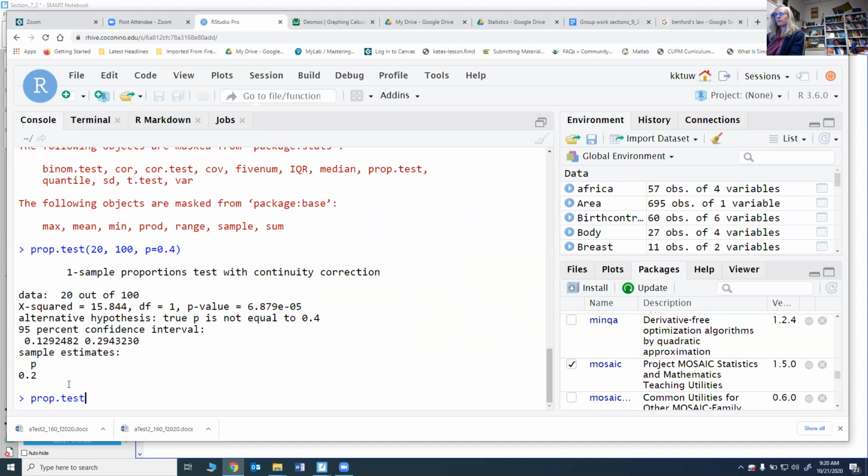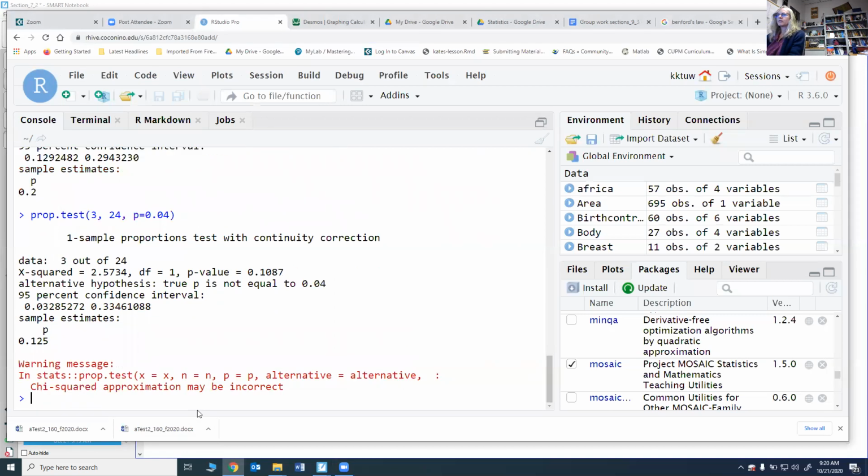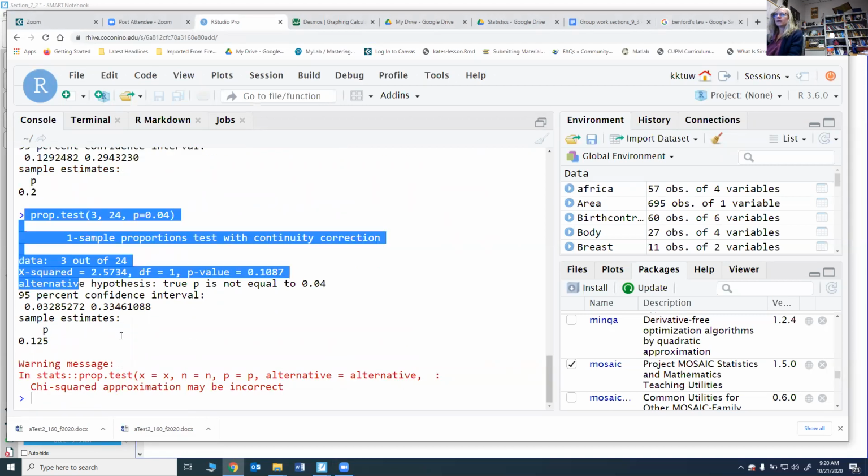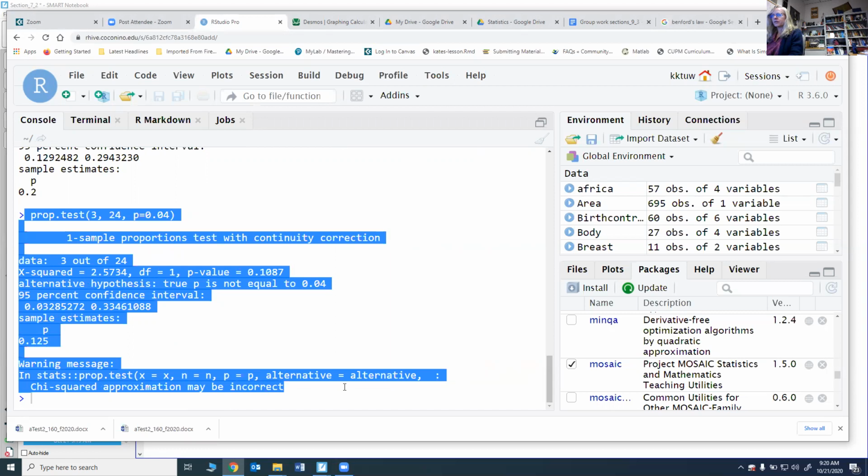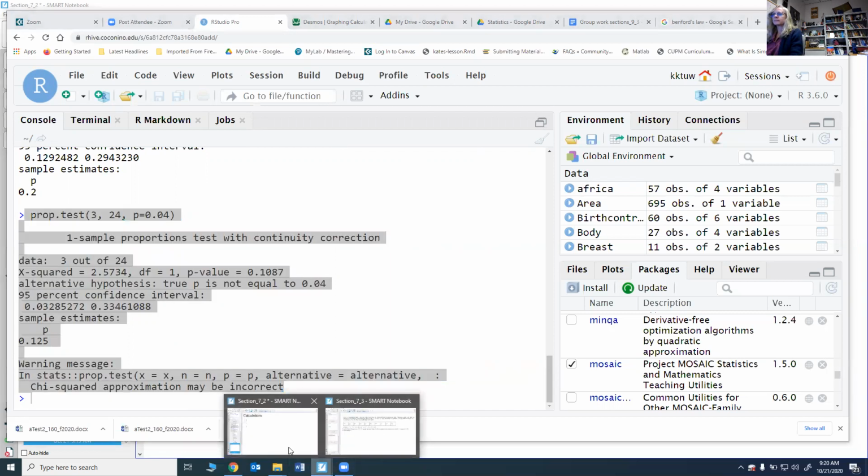So proportion, prop, proportion. Our X was 3 students who did this, out of 24, and we're checking to see if we're close to 0.04. I have all that, and then we had a not equal to. So we don't have to worry about putting anything else in there. We can just hit enter. And I'm going to go ahead and copy this and paste this into where we are so we can talk about it.